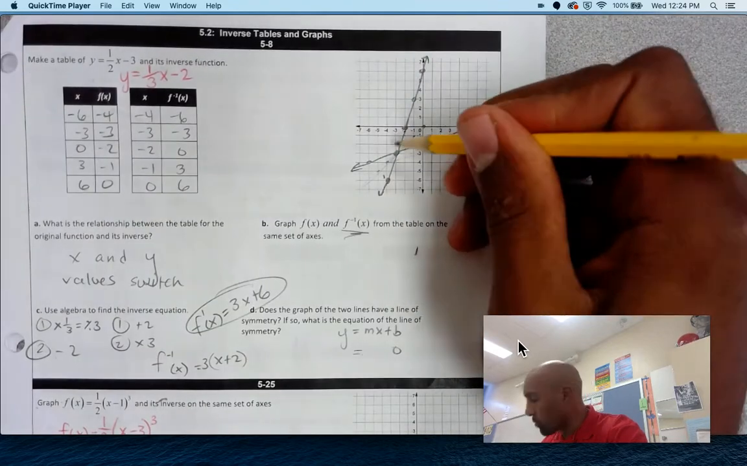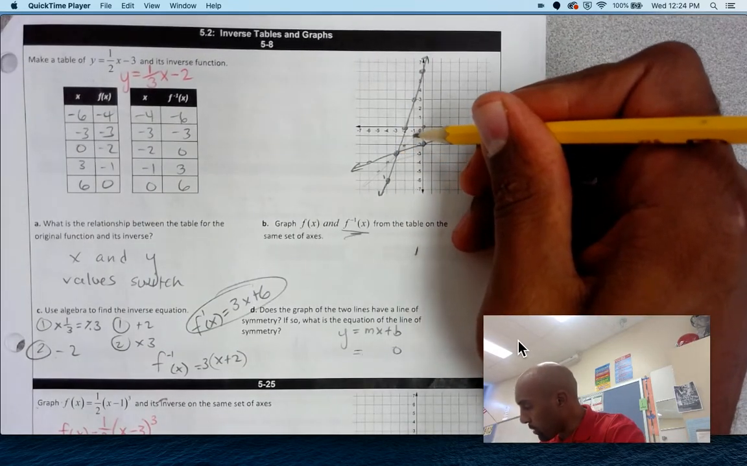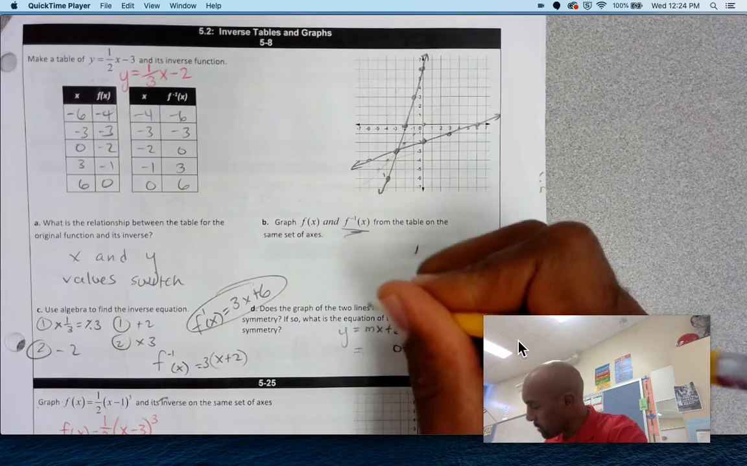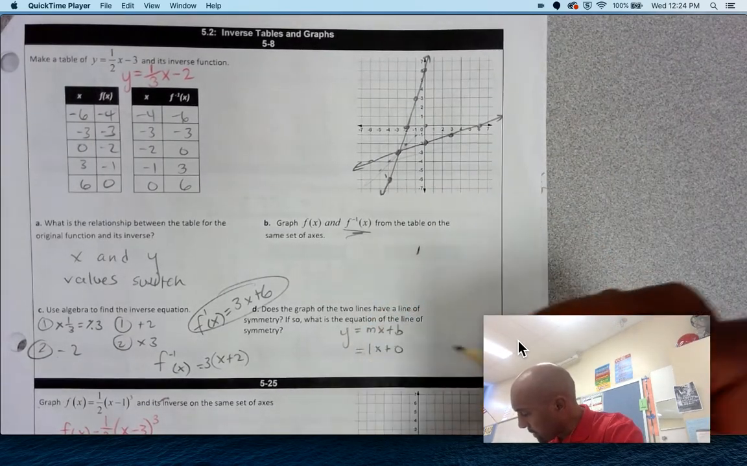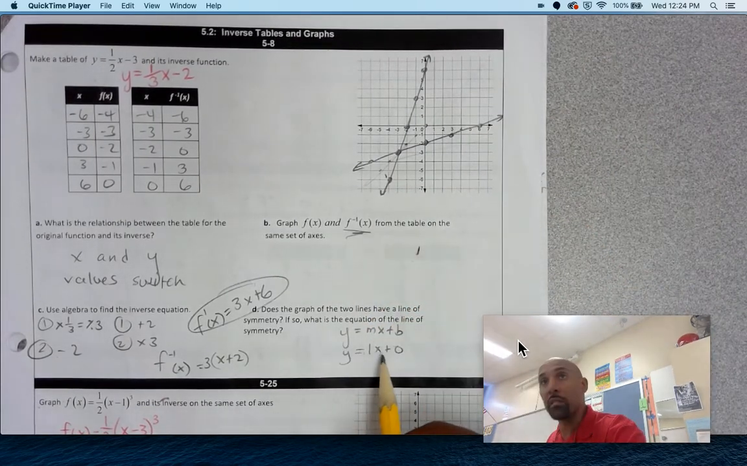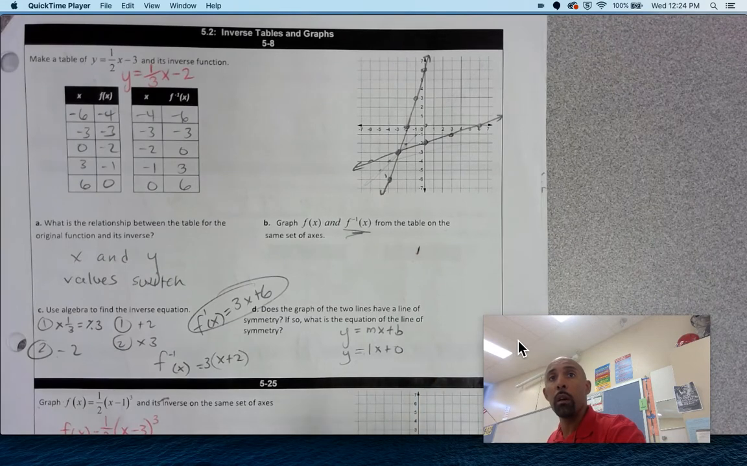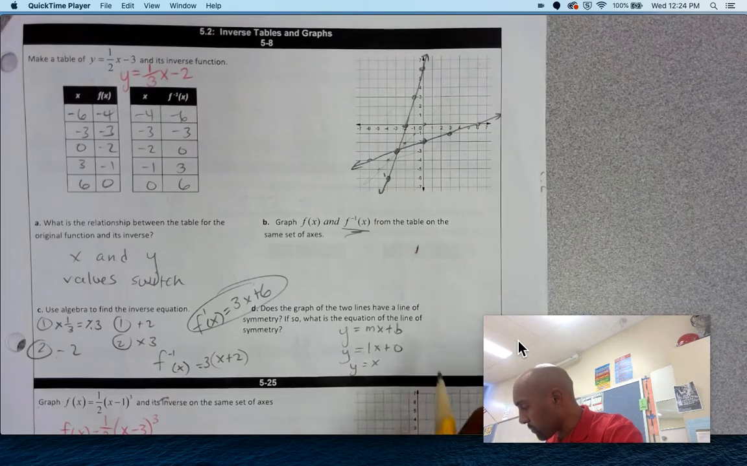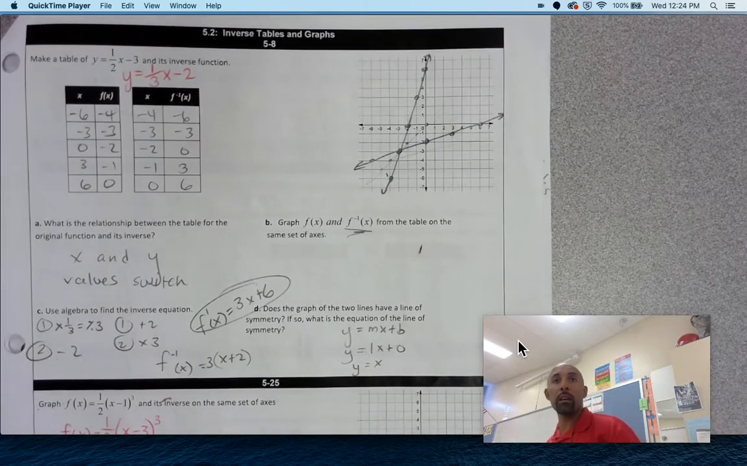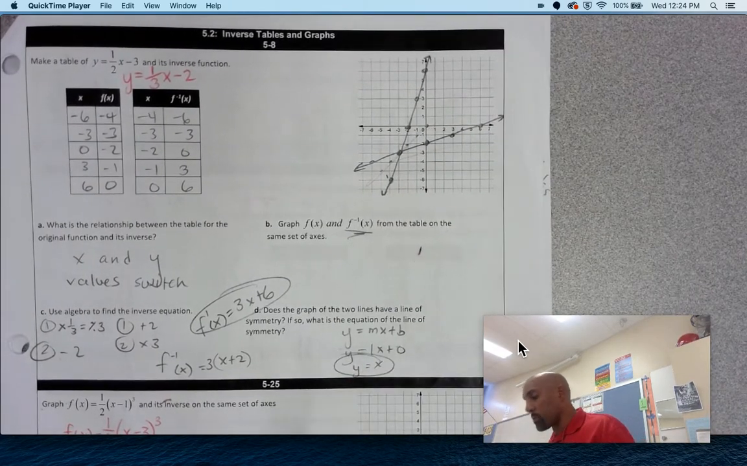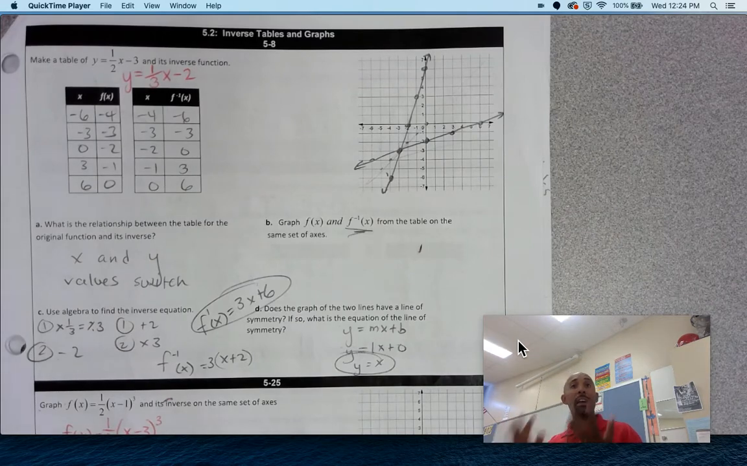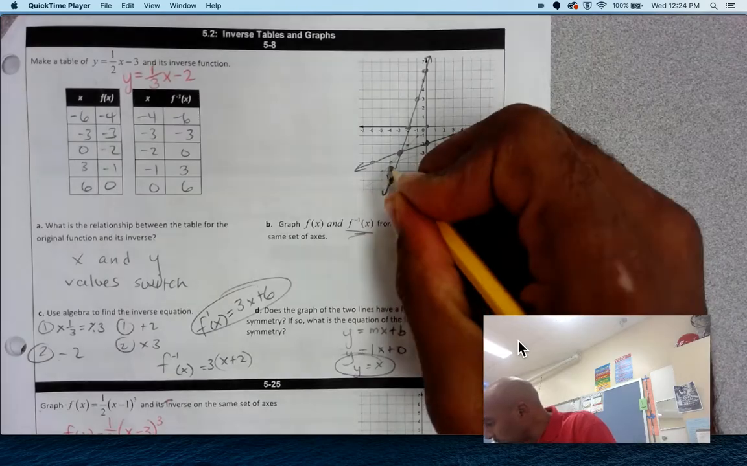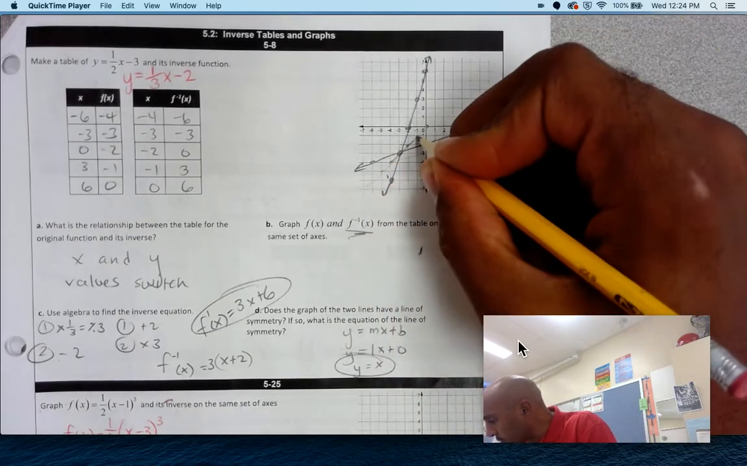Well, the slope would be going up 1 over 1, up 1 over 1. So the slope is 1. So it's 1x plus b, or 1x plus 0. So if I simplify all that, I could take away the 1, I could take away the 0, and it's just y equals x. So that's the line of symmetry. And that's the line of symmetry for every inverse function. Okay, so you're always going to have that line of symmetry. Let's actually write that in. A little dash here.